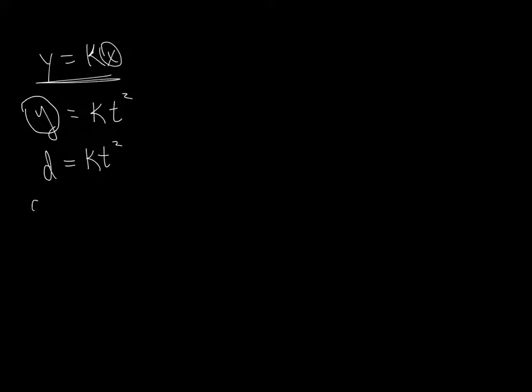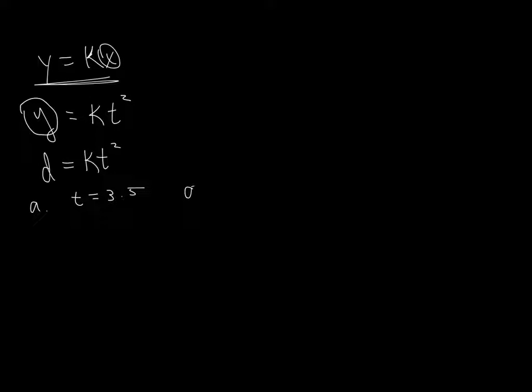All right, so A says, how far will he have fallen in 3.5 seconds? So when t is 3.5, how far will he have fallen? All right, so the next part of this is to find out what our k is. Well, let's see if they gave us any more numbers. Let's see.